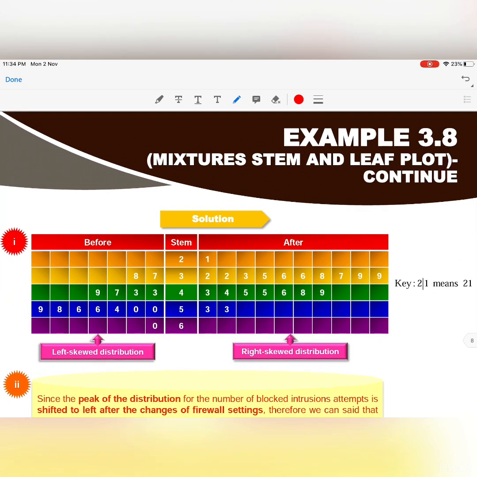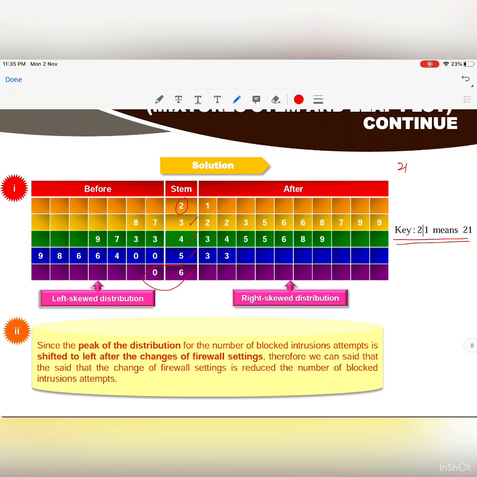So for the stem, why do we start with 2? Because the minimum of the data set is 21. That's why we put the smallest number in the stem as 2. Then we follow with 3, 4, 5 until the highest one, which is 60 here. Then we fill in the leaf for before and after. Don't forget to put the key indicator here.